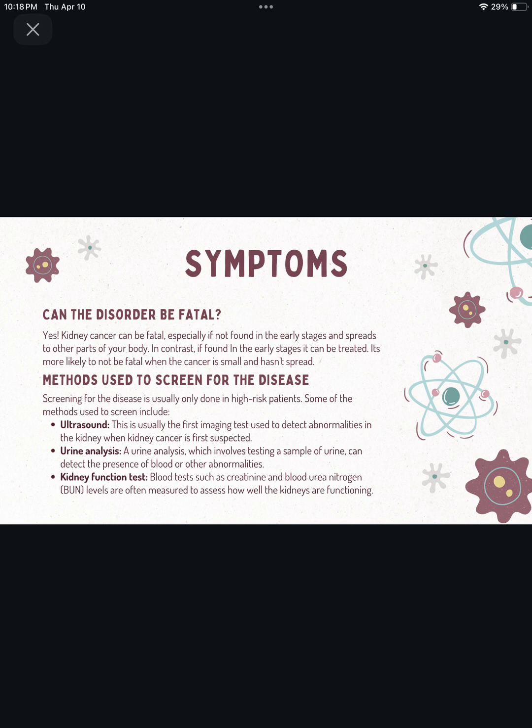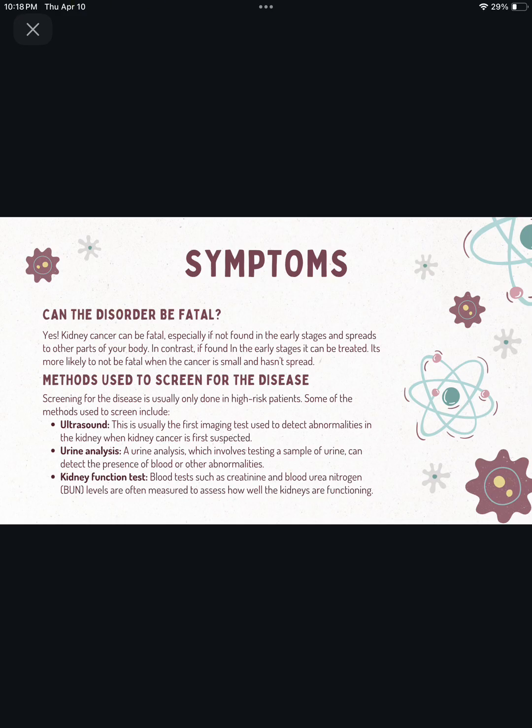Methods used to screen for the disease. Screening for the disease is usually only done in high-risk patients. Some of the methods used to screen include: 1. Ultrasound. This is usually the first imaging test used to detect abnormalities in the kidney when kidney cancer is first suspected.